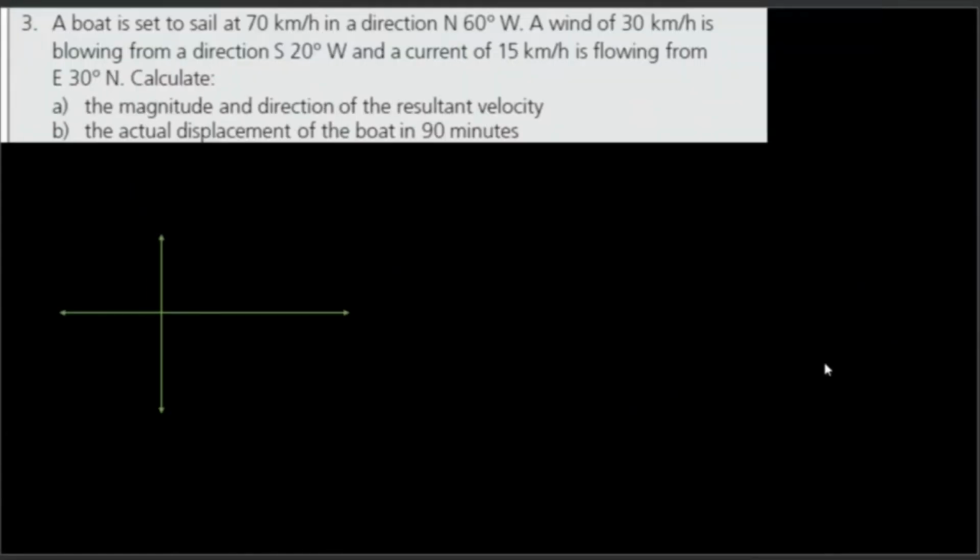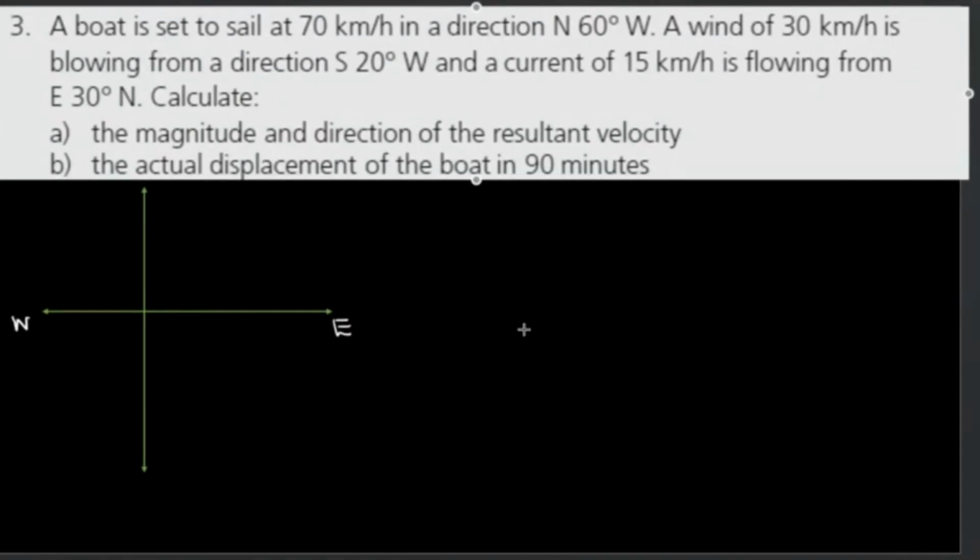Let's look at question 3. Can you guys try question 3? They said a boat is set to sail at 70 kilometers per hour in a direction north 60 degrees west. That is northwest, right? So it means it's supposed to go towards that direction, isn't it? Let me make this bold. Not 60 degrees. Your 60 degrees will be here. That one has been established.